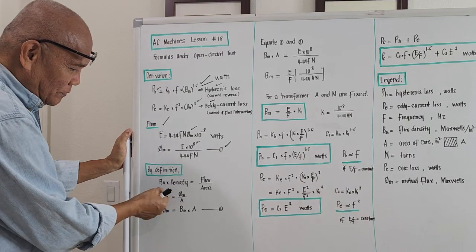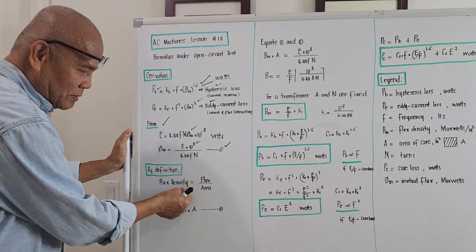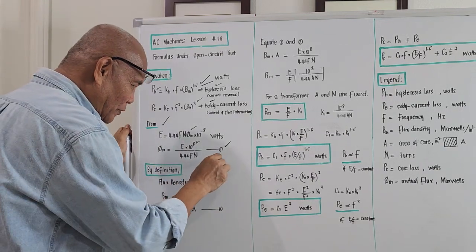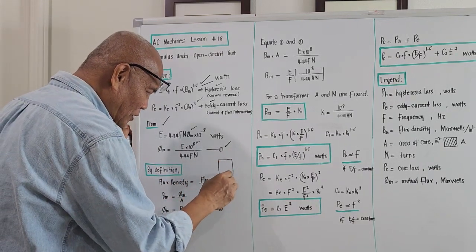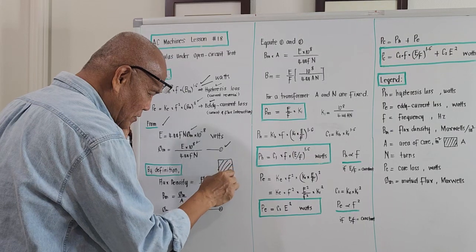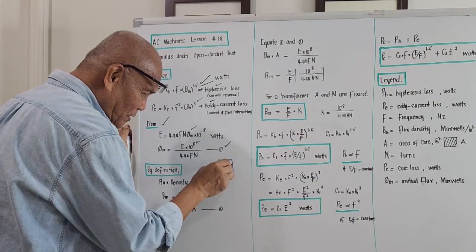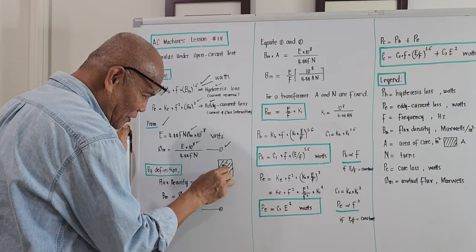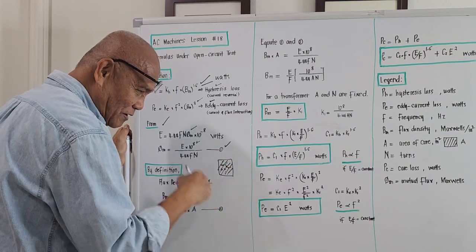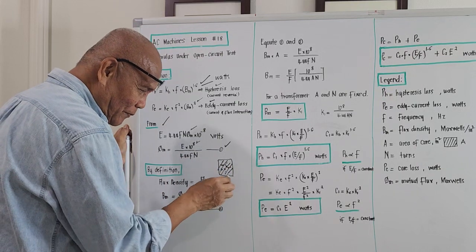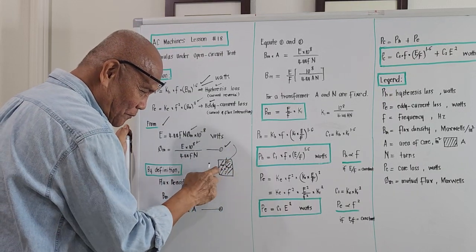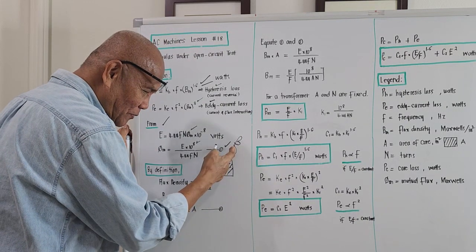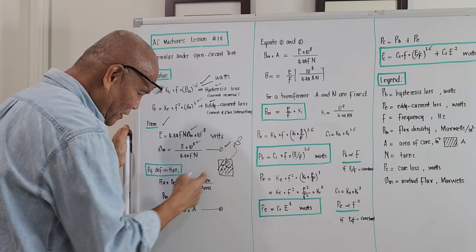By definition, flux density is flux per unit area. If the cross section of the core is like this, there should be some flux emanating from the core, passing through the core as the current passes through the coil. The concentration of flux here is termed flux density. It's designated by capital letter B.